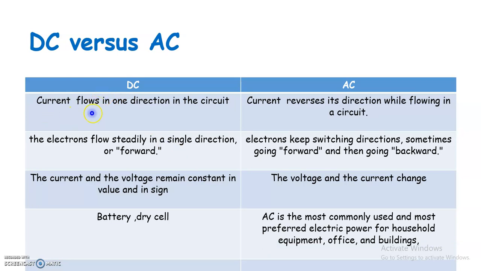This table sums up some differences between DC and AC. As I said, in DC, the current flows in only one direction, while the current in AC reverses its direction. The electrons flow steadily in a single direction, or forward. In AC, the electrons sometimes go forward and then go backward. In DC, the current and the voltage remain constant in value and in sign. The voltage and the current change in AC. In DC, the battery and the dry cell are examples. AC is the most commonly used and most preferred electric power for household equipment and office buildings. So the electricity in our home is AC.